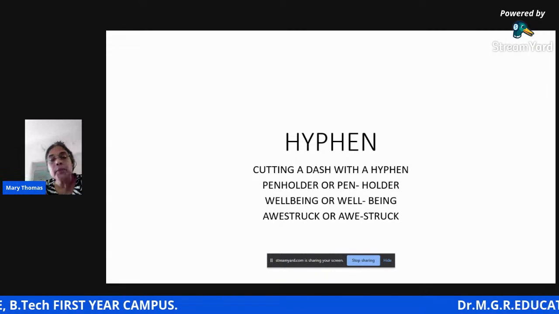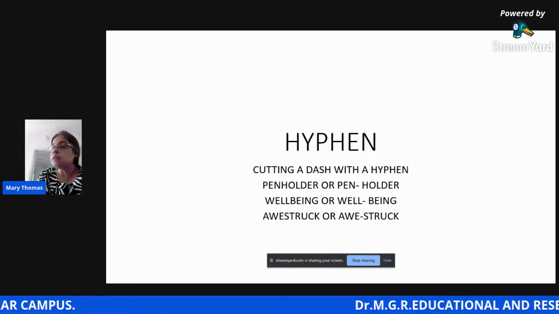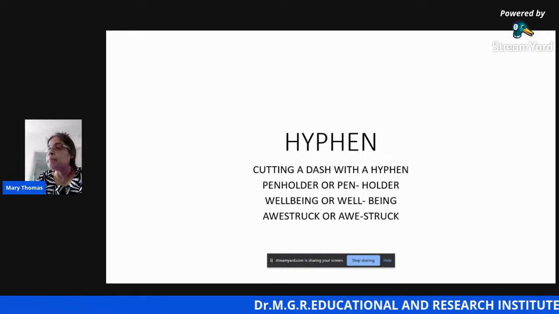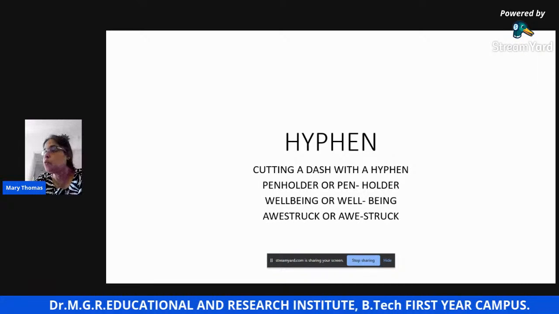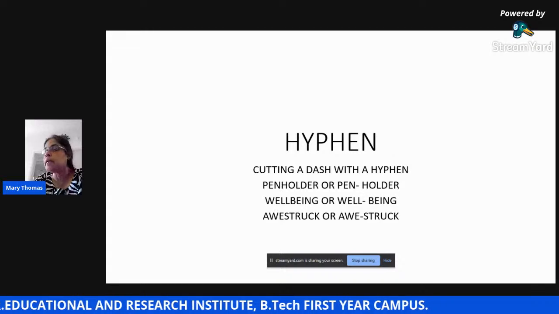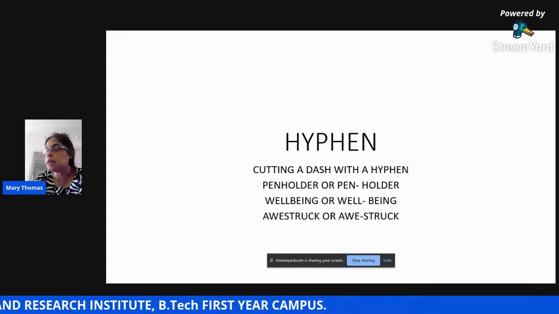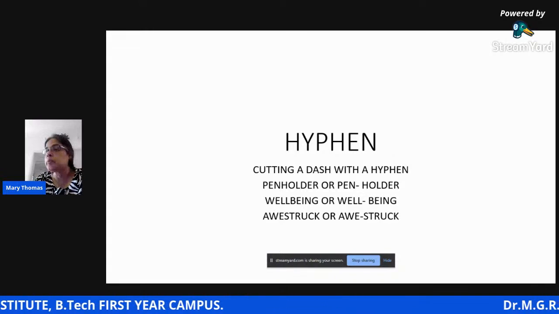So we find that this is also an interesting punctuation, the hyphen. That is why I have used it here. I have highlighted it in this session. All right, so we go on to the next.